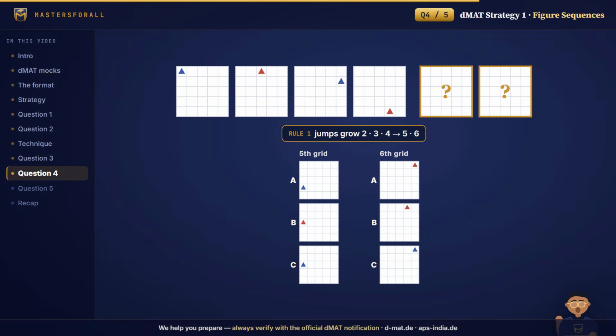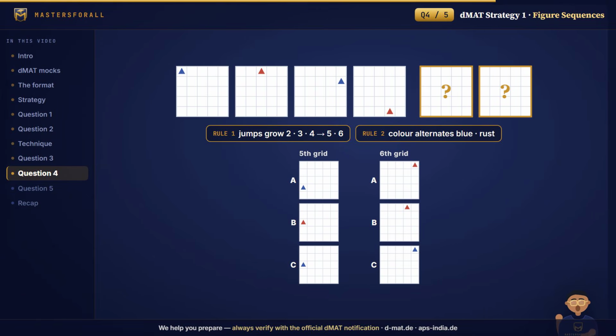The cells it sits in, top left, then 2 along the top, then the right-hand side, then the bottom. As a list of positions, that is noise. Now count the jumps. 2, 3, 4. Growing by 1, the same x plus 1 rule, this time running round the edge instead of a longer row. And the color alternates, blue, red, blue, red.